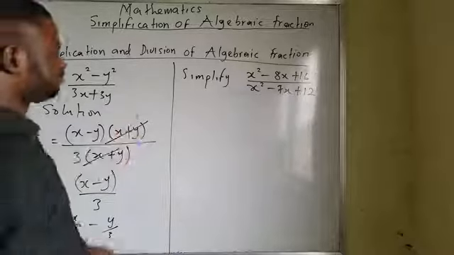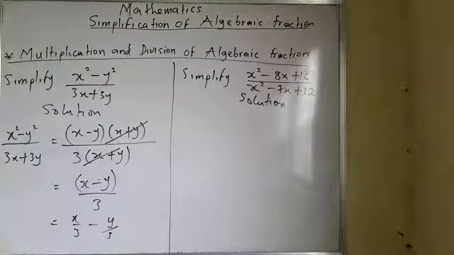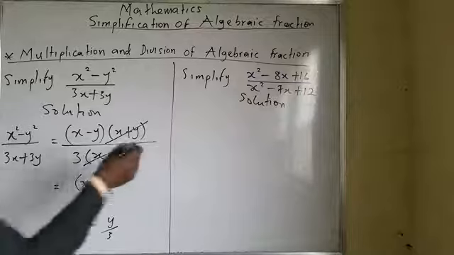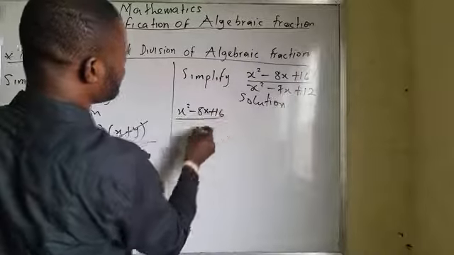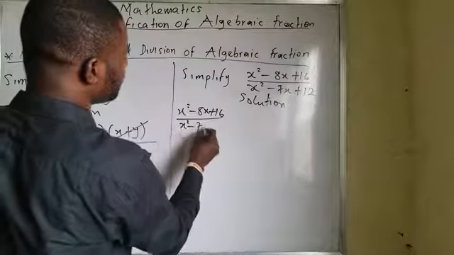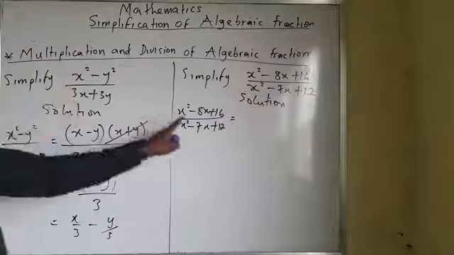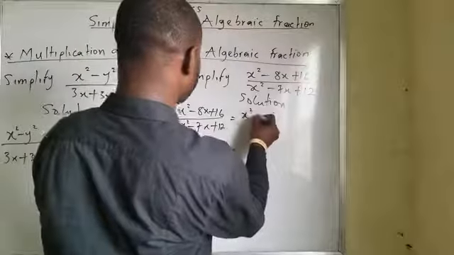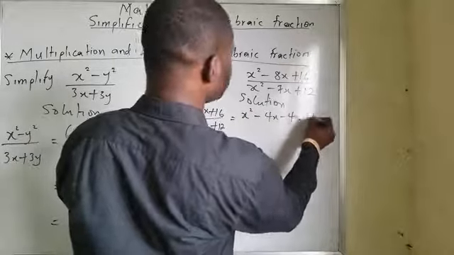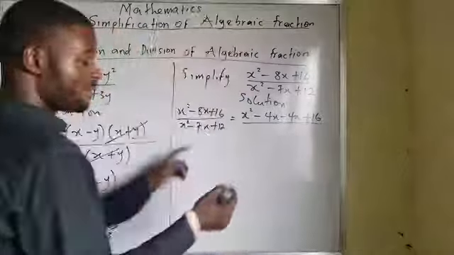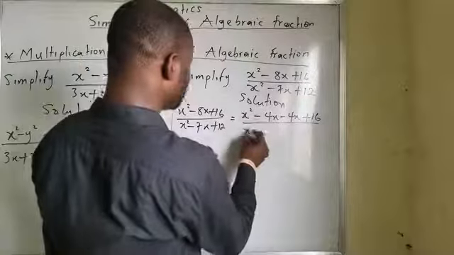Look at this. Solution to this problem. Now, the first thing you need to know is that I can write this as x squared minus 8x plus 16 divided by x squared minus 7x plus 12. Now, I want to factorize the denominator. Also, I want to factorize the numerator.